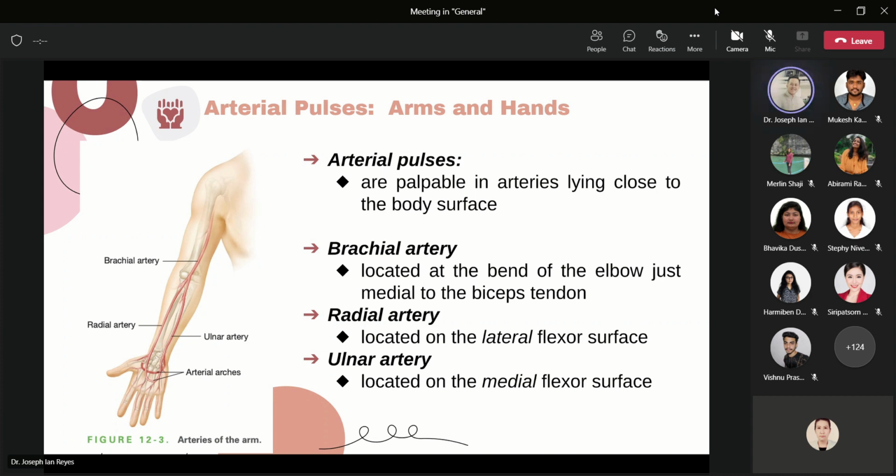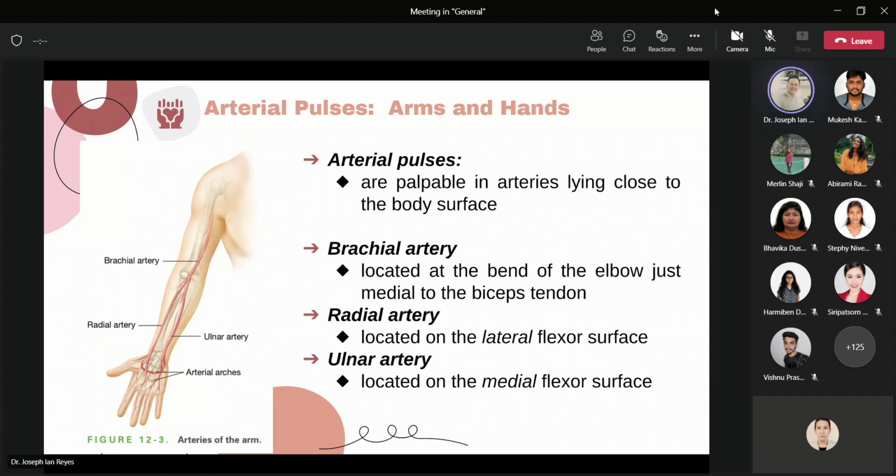So now we go to arterial pulses. Arterial pulses are palpable in arteries lying close to the body surface. So for the pulses in the arms and hands, as seen in this picture, you have your brachial artery, your radial artery, and your ulnar artery. Later on, we will be discussing this again in the techniques of examination.